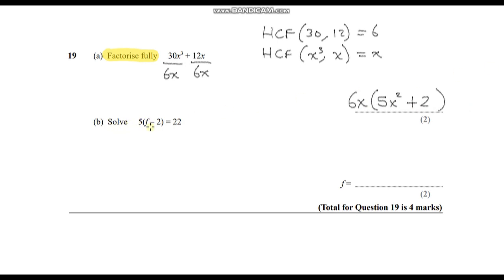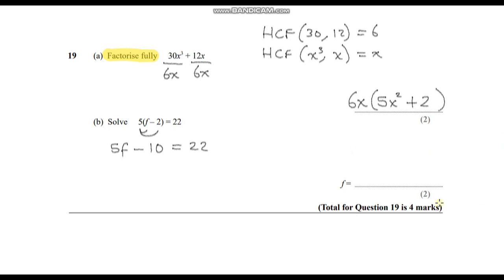Part B, solve this equation. So we've got 5(f minus 2) equals 22. First thing I'm going to do is expand the brackets. So I'm going to do 5 times f, which gives me 5f, and then 5 times negative 2 is negative 10. And then that equals 22. So that's our first part.